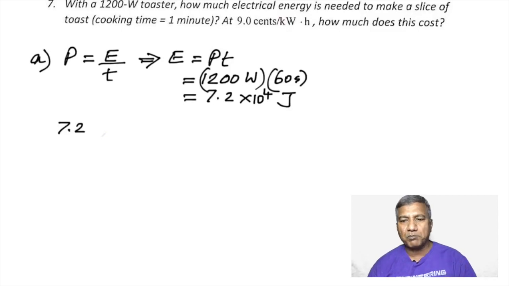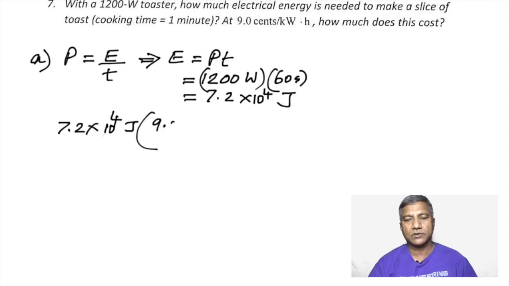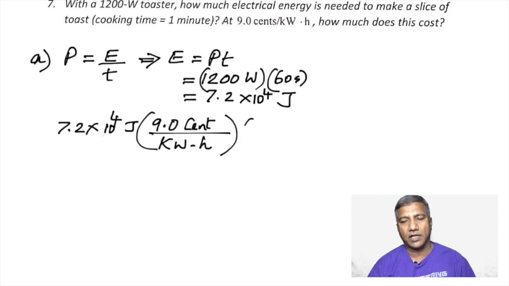Now in the B part, you notice that it's a particular unit now. It's kilowatt times hour. That's how electrical companies measure energy. So we have to change into kilowatts and then multiply with hour. I'm going to show you. So 7.2 times 10 to the 4 joules, right, multiplied by 9 cents per kilowatt hour.